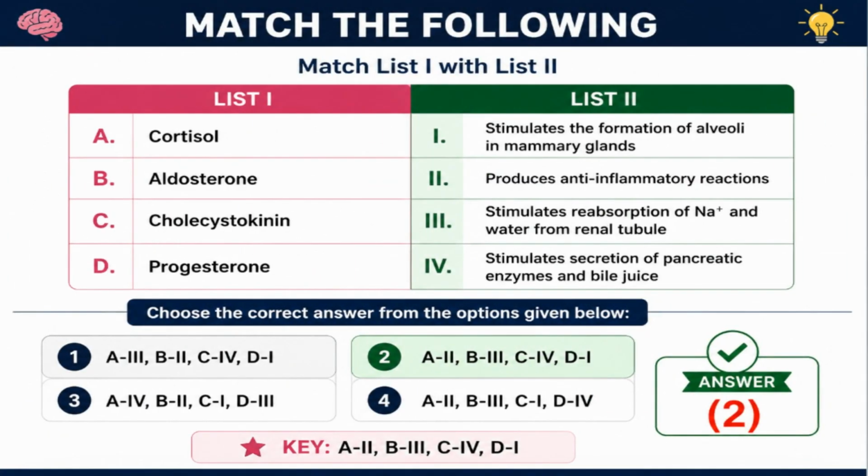Matching the hormones with their functions, cortisol produces anti-inflammatory reactions. Aldosterone stimulates the reabsorption of sodium and water from the renal tubule. Cholecystokinin stimulates the secretion of pancreatic enzymes and bile juice. Progesterone stimulates the formation of alveoli in mammary glands. The correct option is 2.